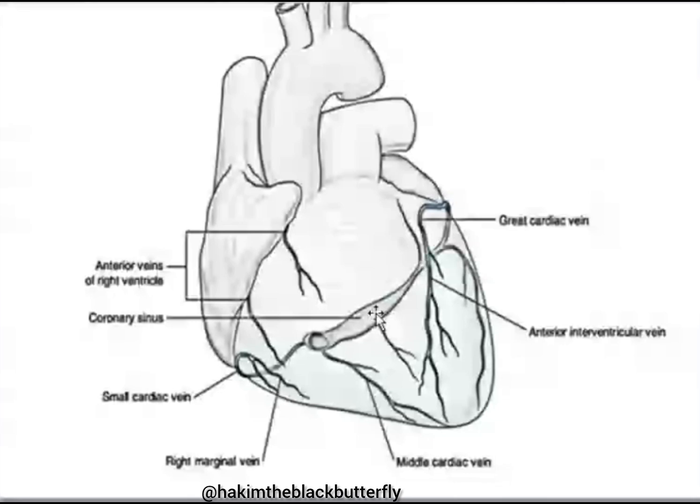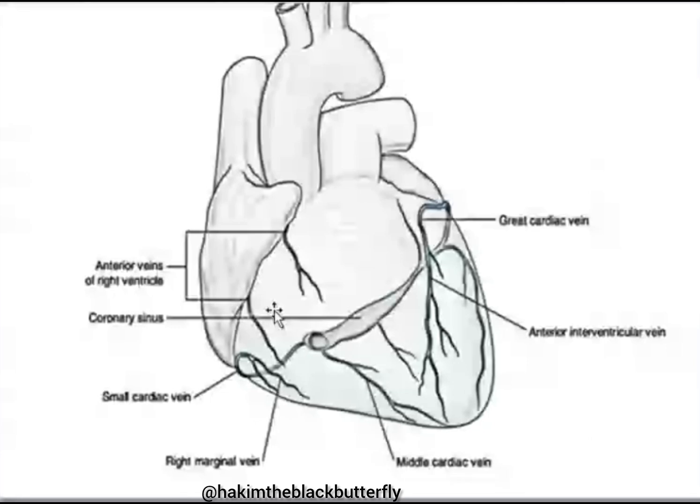So this coronary sinus is the largest vein of the heart. It receives the small cardiac vein, the middle cardiac vein, the great cardiac vein, and other veins, and it will finally take all that blood into the right atrium. So the right atrium receives the superior vena cava and inferior vena cava blood, blood from the anterior cardiac veins, and blood from the coronary sinus.